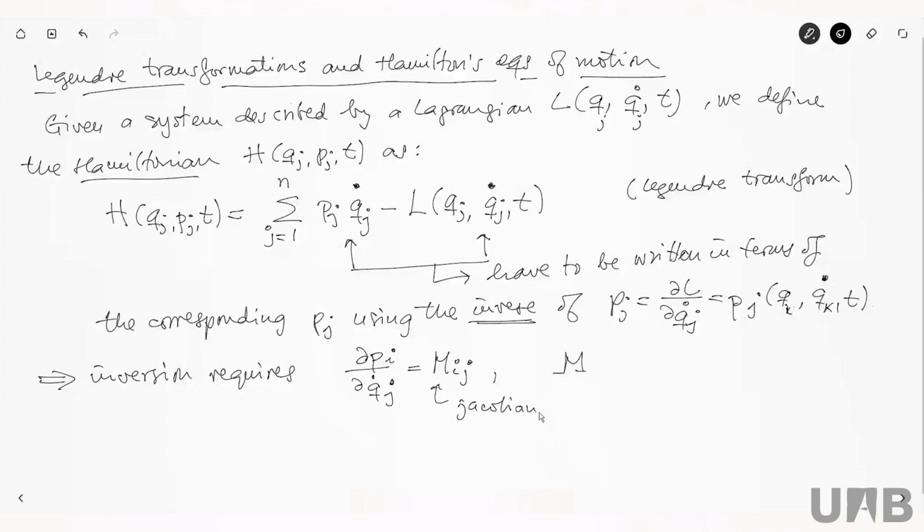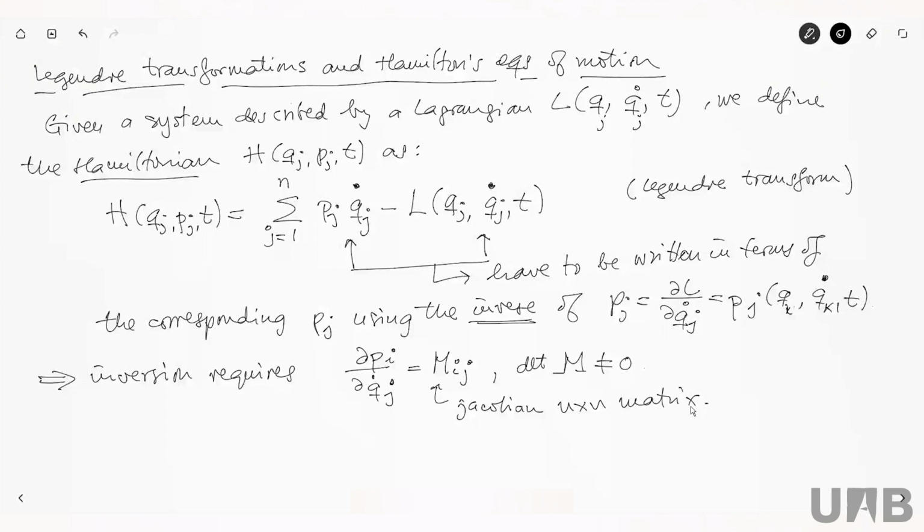I cannot hear you. You have to speak closer to your microphone. The determinant has to be non-zero. Exactly. Very good. So that's a condition. This determinant has to be non-zero. Okay? Good. So this Jacobian is an n by n matrix. So we have to have this condition. Otherwise, we cannot construct the Lagrangian.